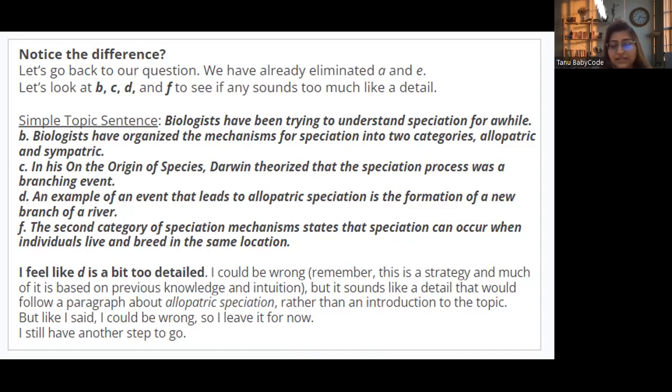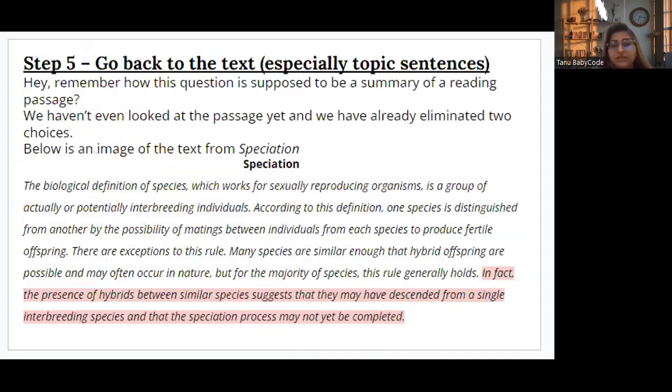So B, C, and F. I'm keeping these now. Let's go back to the text, especially the topic sentences. I'm going back and reading again. Remember, this question is supposed to be a summary of a reading passage. We haven't looked at the passage yet. We have already eliminated two choices. So let's have an image, like you can see here, of the passage.